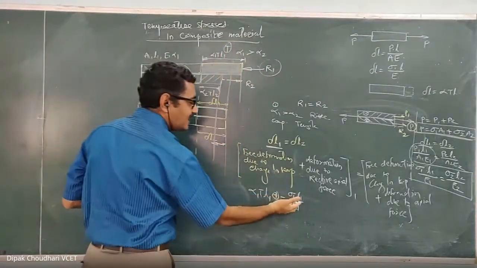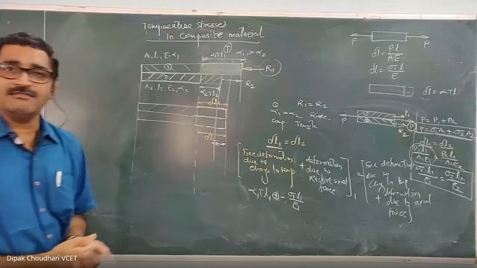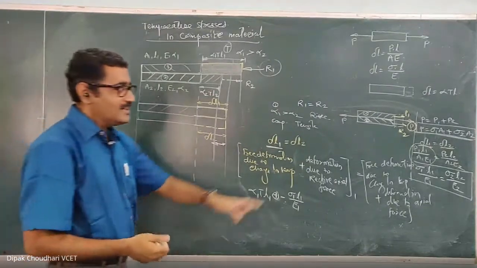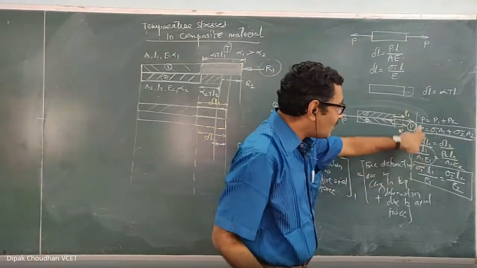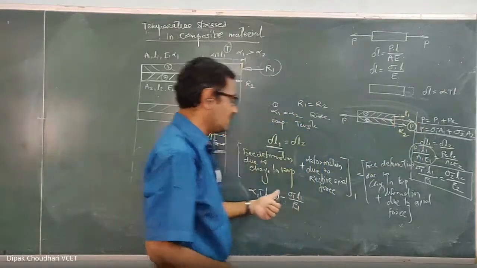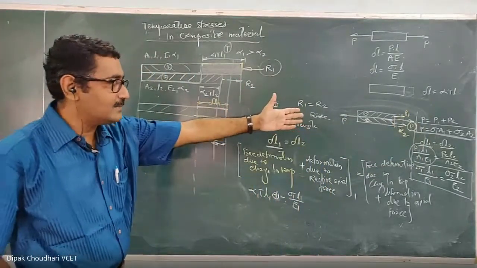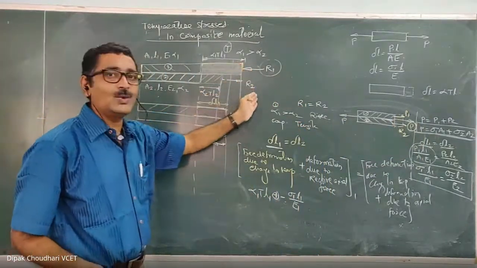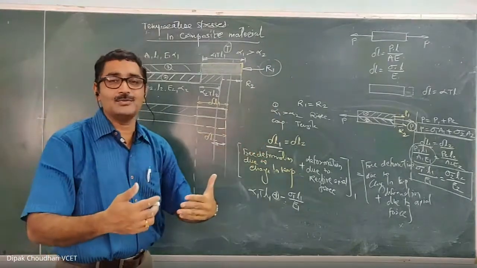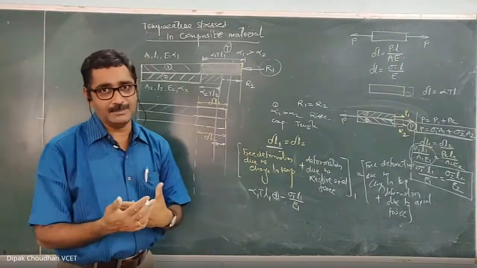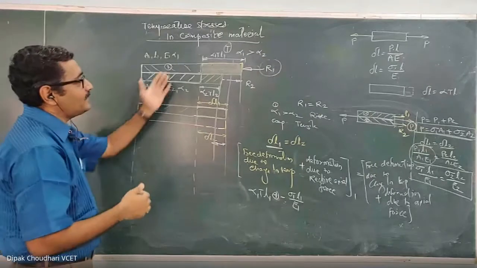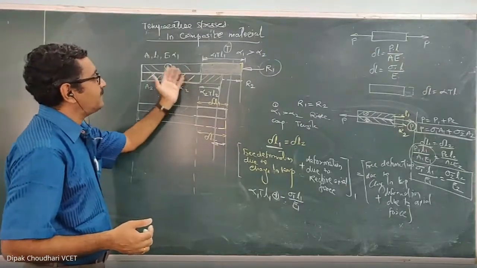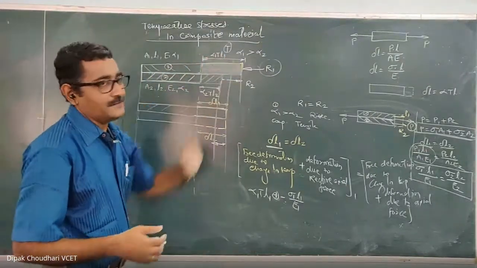And that's why we can say that this is the temperature stress induced in material 1. Here this is the stress induced because of this axial force, that is the external axial force. But here R1 and R2 are the induced reactive forces because of the change in temperature, because of the difference in the thermal coefficients.